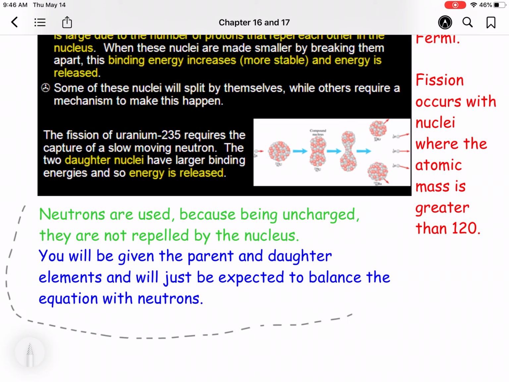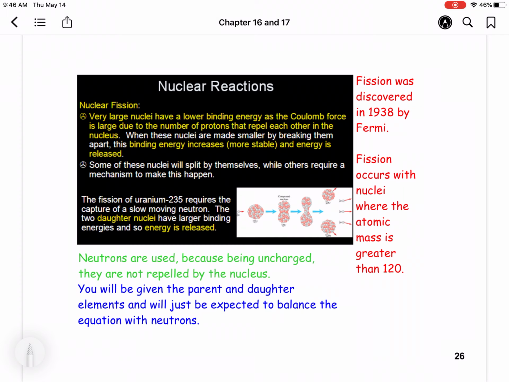When you're doing these, you're going to be balancing equations, and you're going to end up getting a parent nuclei and a daughter nuclei, and you just balance using neutrons, right? And so it's kind of interesting how that works.